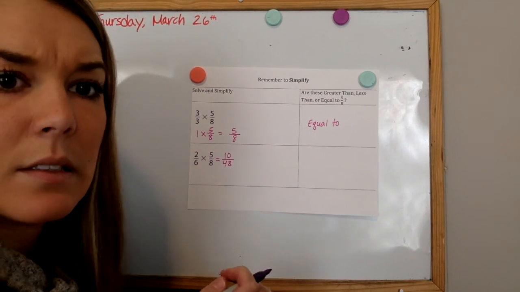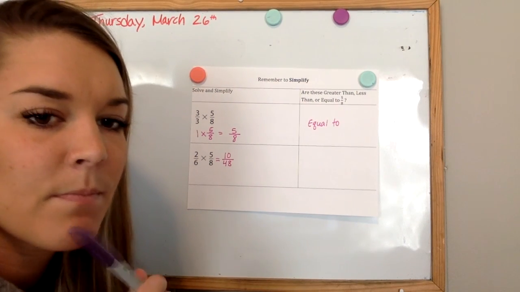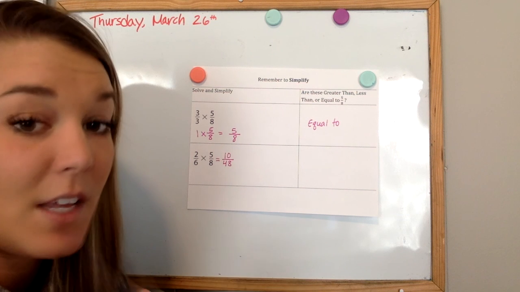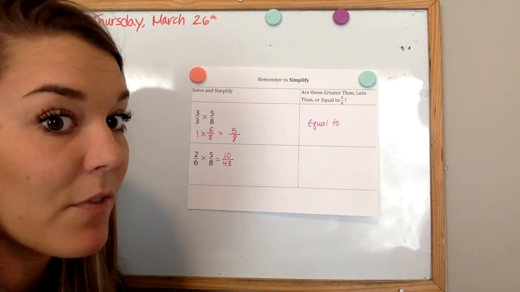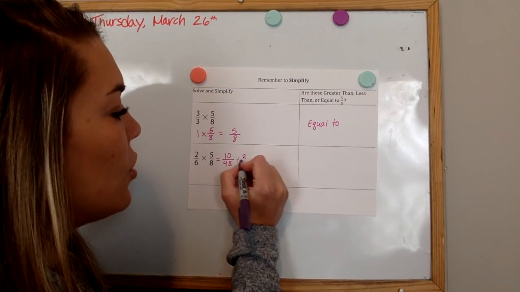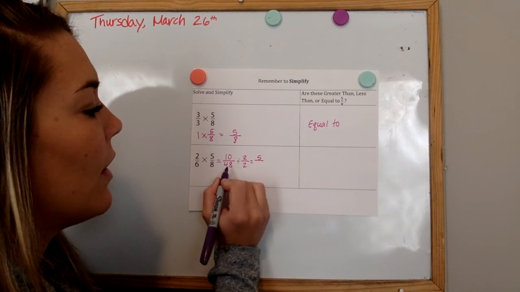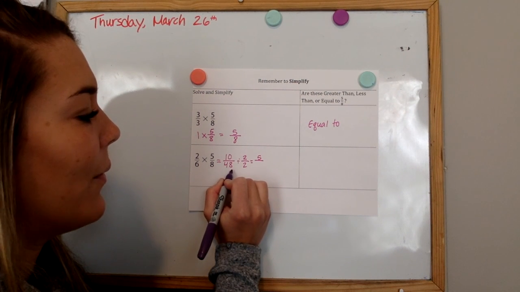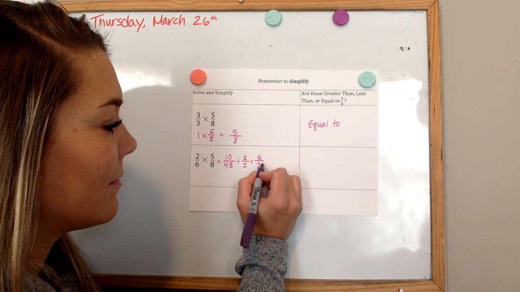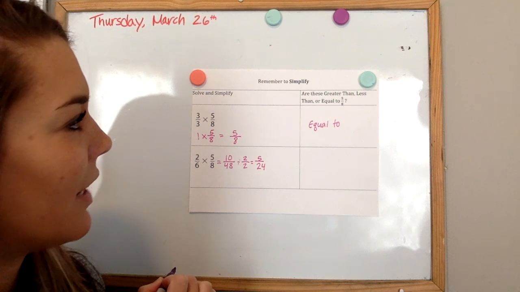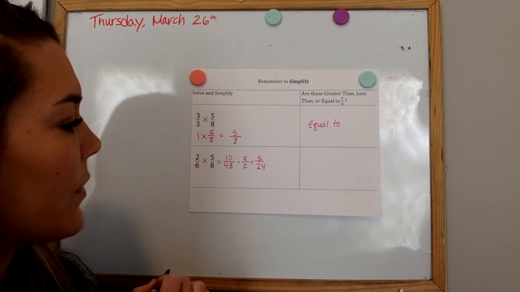Okay. This fraction seems a little bit big, kind of some crazy numbers. But I do notice they are both even. So I'm going to see if I can divide these both by 2 to simplify. So dividing by 2 over 2, 10 divided by 2 is 5. 48 divided by 2 is 24. Okay, I have 5/24.